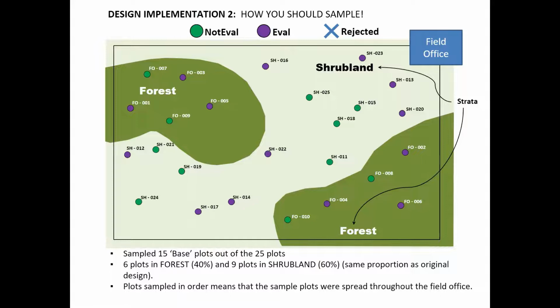Within the forest stratum, they did a good job of sampling in order, but the shrubland stratum still has some gaps. It's not as obviously spatially biased to the naked eye as it was with the previous implementation, but they should still have worked to avoid gaps in the sampled point order.